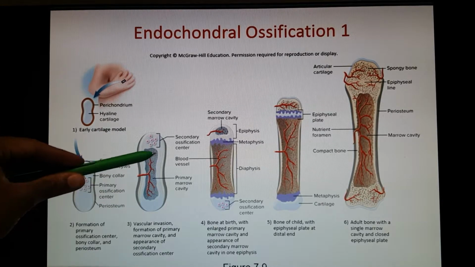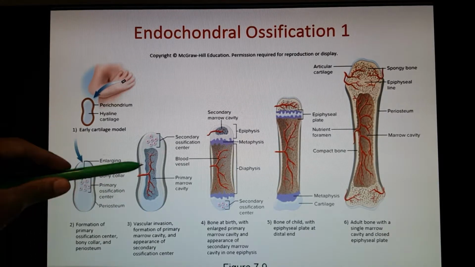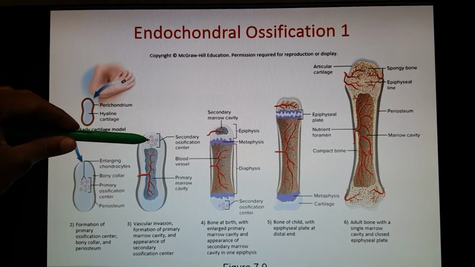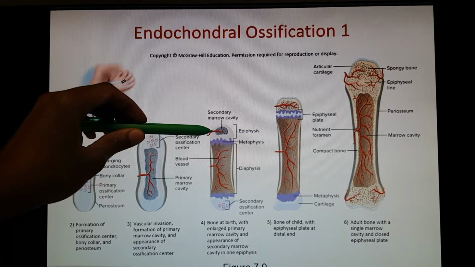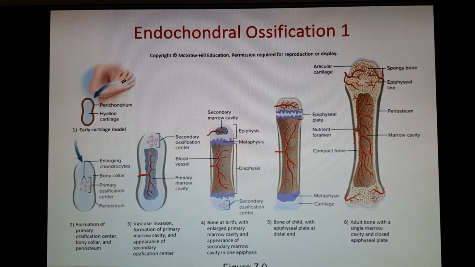Eventually, you have blood vessels that start to integrate into it. So this little marrow cavity is formed in the center. Then you form this secondary ossification center, which eventually becomes the secondary marrow cavity with the blood vessel invading that space. Then you have these different zones of development for the length of the bone.